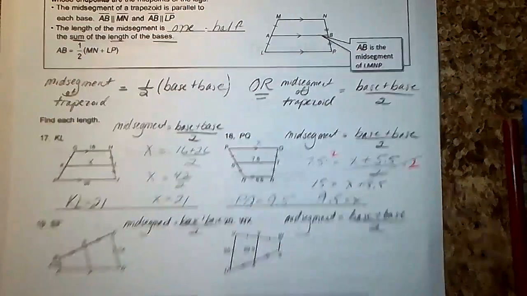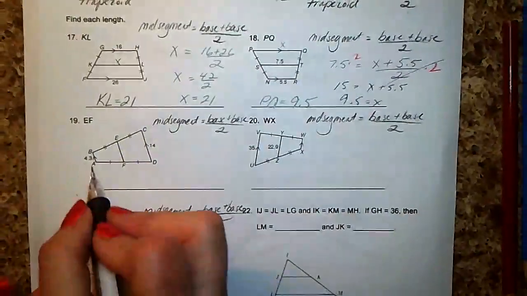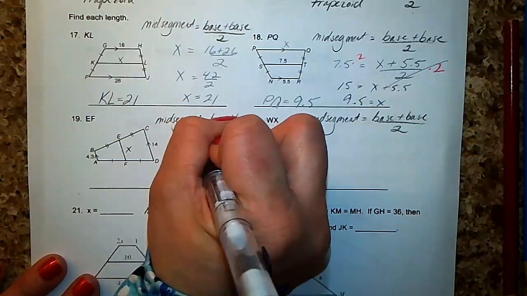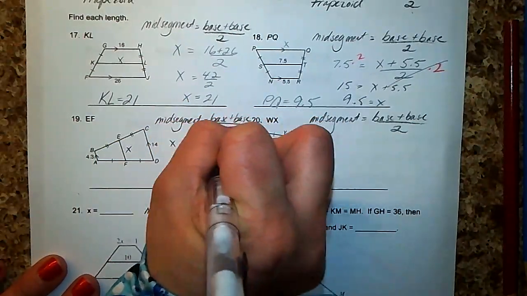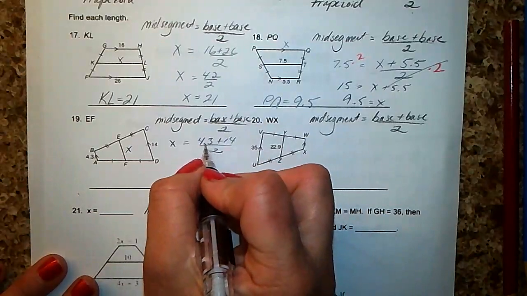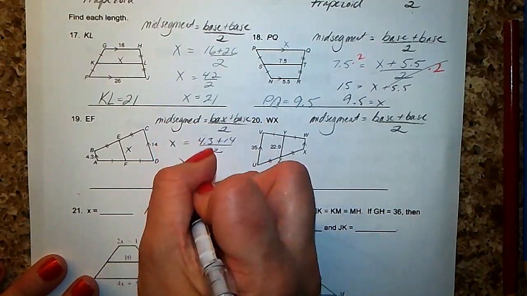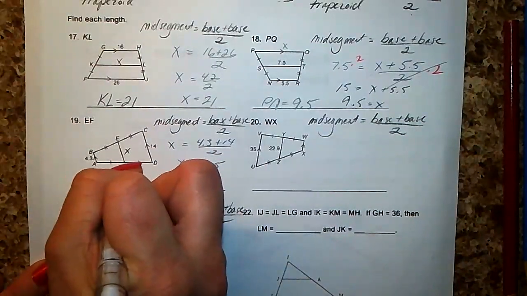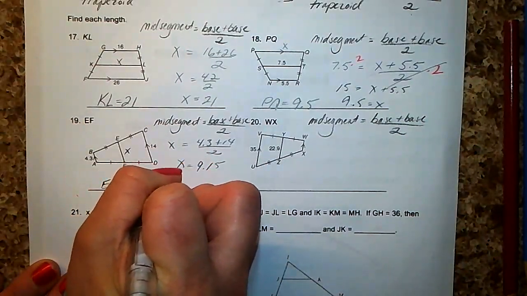All right, let's look at the next one. Okay, same idea, right? We don't know EF. That's the midsegment. So this time we're going to take (4.3 + 14) divided by 2. So when I do 4.3 plus 14 divided by 2, my value works out to be 9.15. So EF there is 9.15.